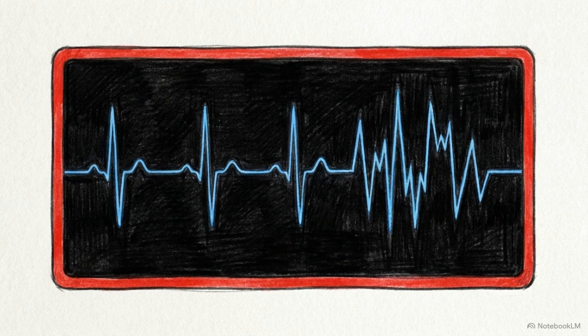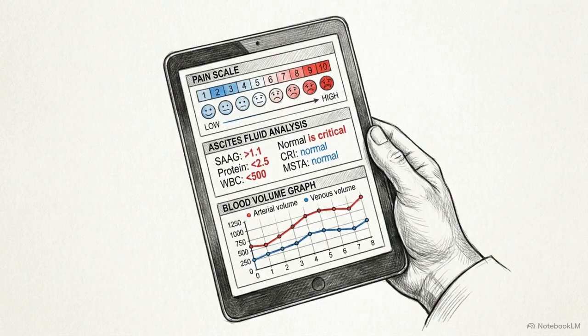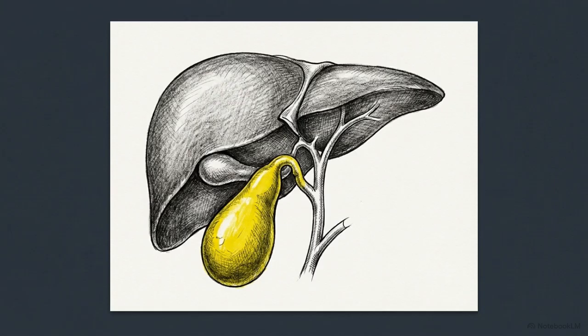SBP, hepatic encephalopathy, and hepatorenal syndrome can all cause a patient to decompensate rapidly. Isolating the correct pathology based on pain presentation, fluid analysis, and volume response prevents lethal mismanagement. Moving to the gallbladder, the diagnostic spectrum begins with benign biliary colic.